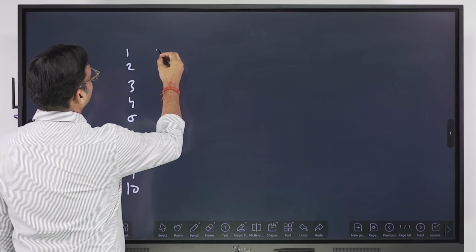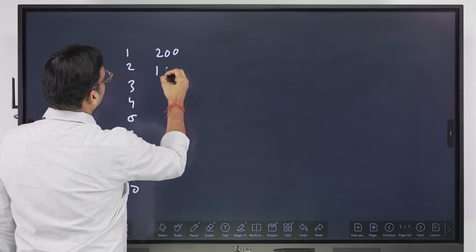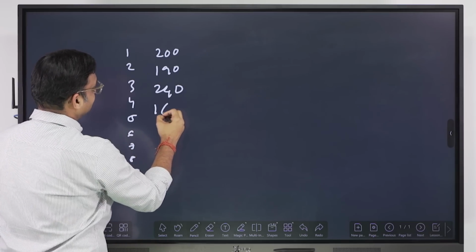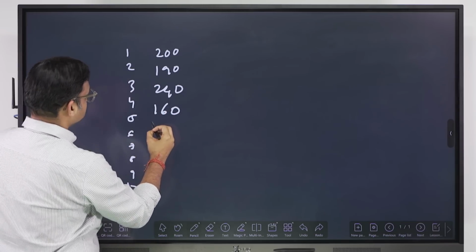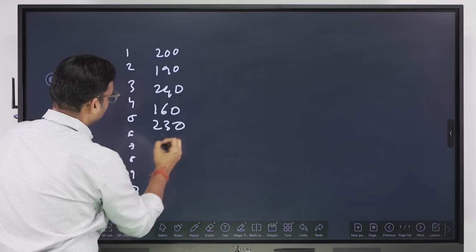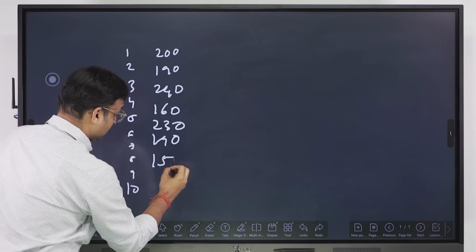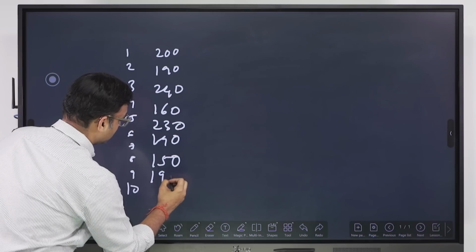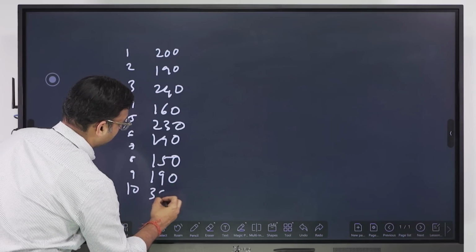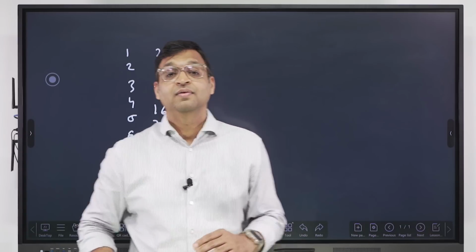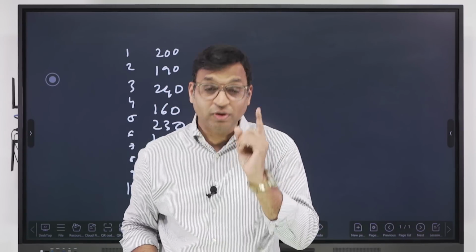So say for example, the numbers are 200, 190, 240, 160, 230, 190, 150, 190, and maybe 300. Okay, so these are the last 10 scores of the Indian cricket team in T20 matches.